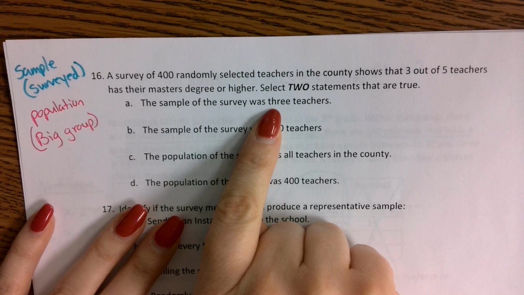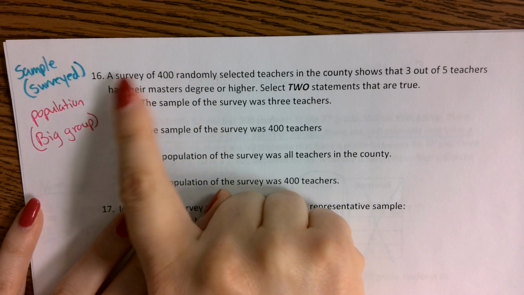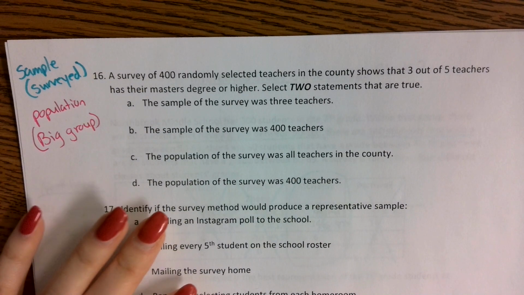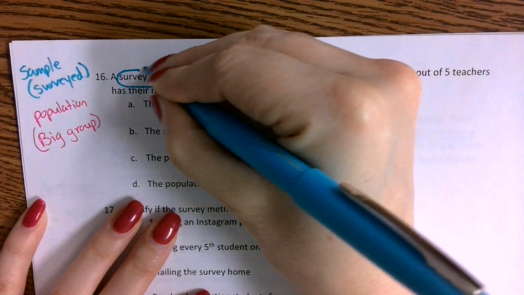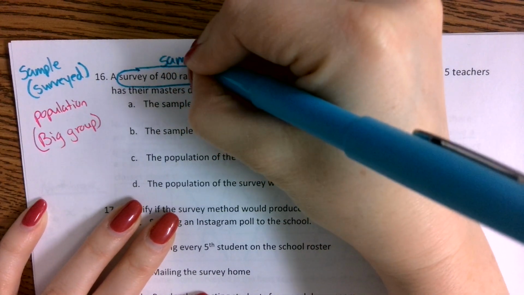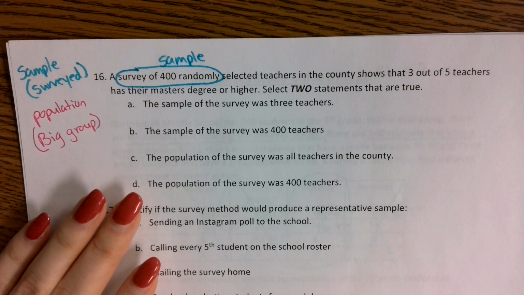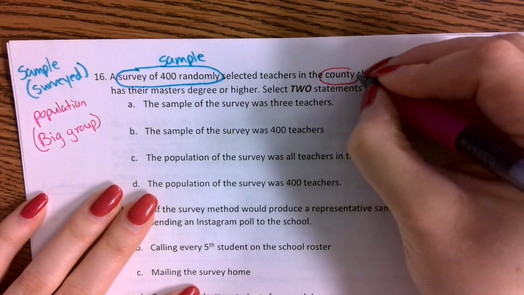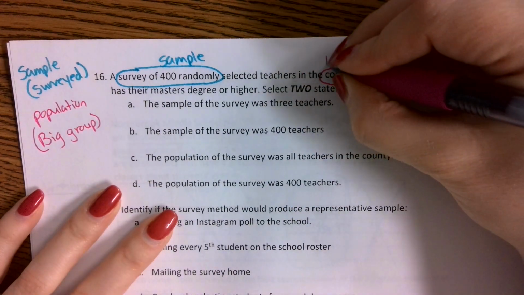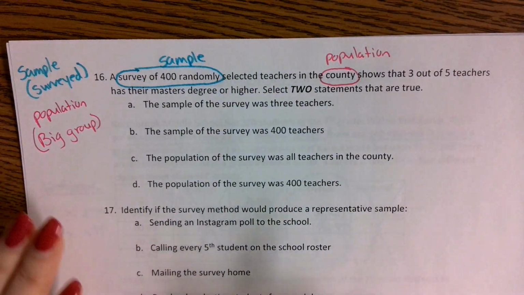How many teachers did they survey? A survey of 400 teachers. So a survey of 400 teachers, that represents our sample. This is our sample. Our population is all the teachers in the entire county. So they're talking about the county. That's going to be your population. All the teachers that are in the county.